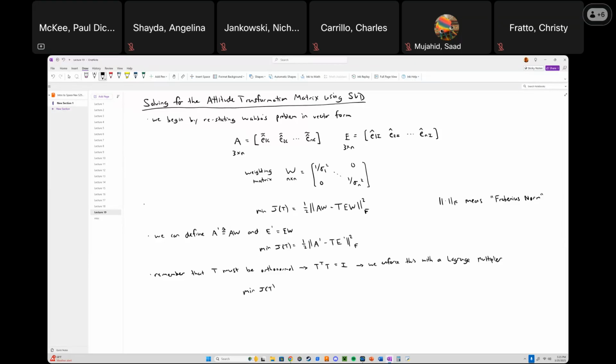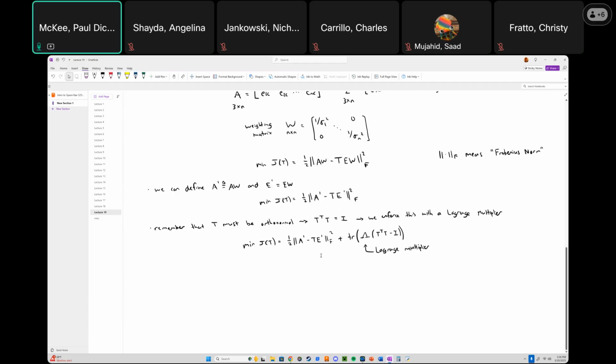So now I'm saying min J of T is 1/2 the Frobenius norm squared of A prime minus T E prime, plus the trace of some new term, capital lambda, times T transpose T minus I, where this is our Lagrange multiplier. Okay. Now we can also shorten things because, maybe you can already see where we're going with this. Whenever we are doing an optimization problem or a minimization problem of this type, we're probably going to take a derivative and set it equal to 0. I have no idea how to take the derivative of a Frobenius norm. I'd rather not do that.